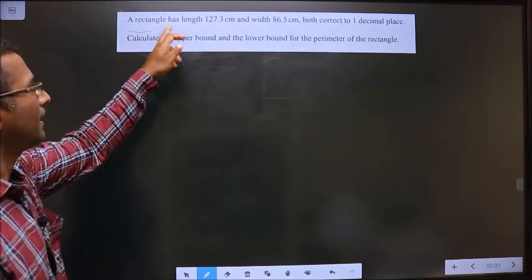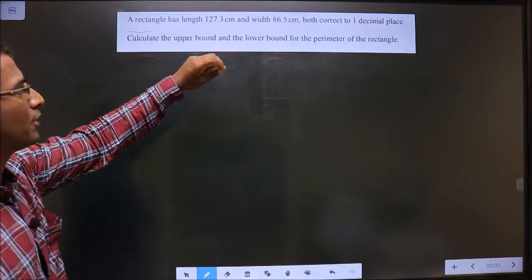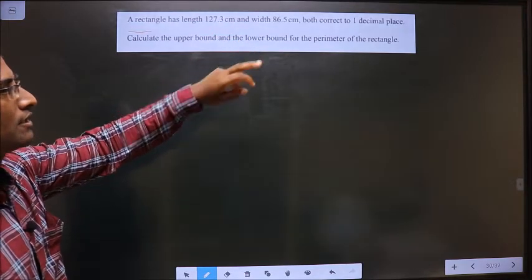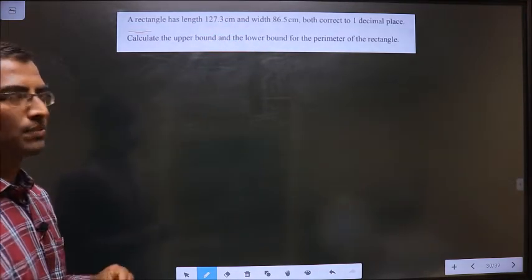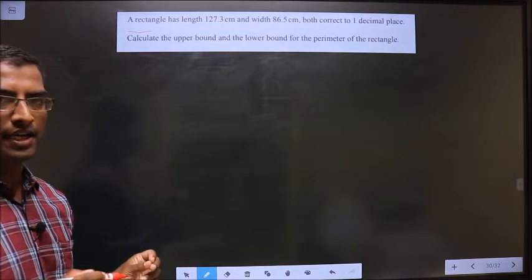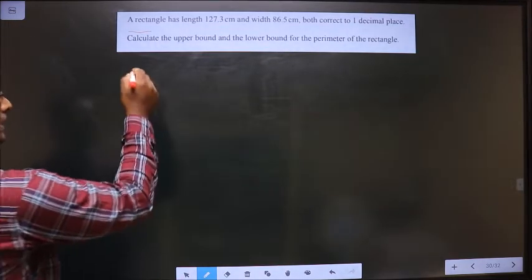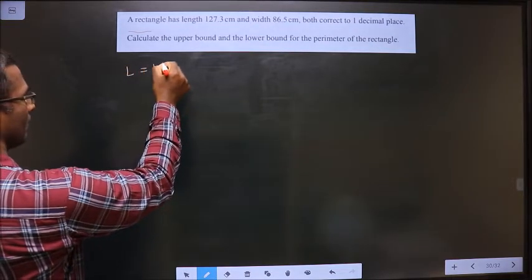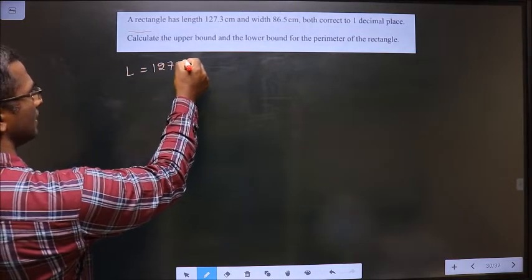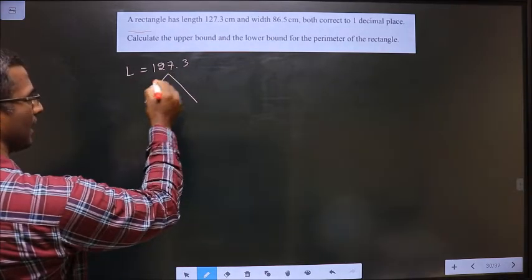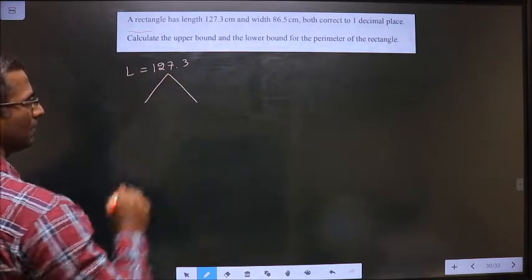A rectangle has length 127.3 centimeter and width 86.5 centimeter, both correct to one decimal place. So first let us write lower and upper bounds for the given numbers. Starting with length 127.3. Now what should I subtract and add to get lower and upper bound?